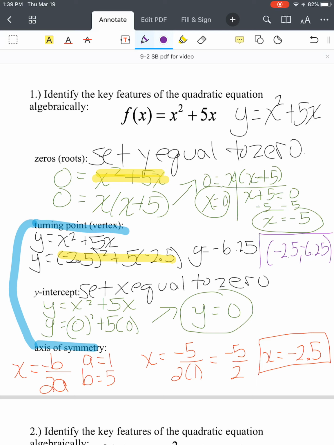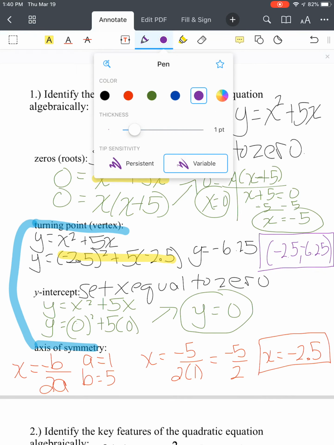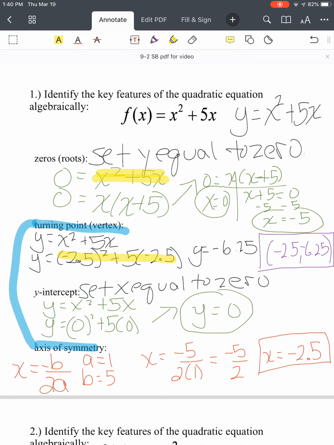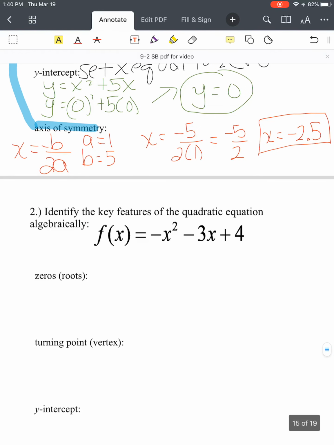Okay. I know that's a lot. It's a lot the first time you try to do it. So I'll do 2 more with you, and then your homework or your assignment for today will be to do exactly like this, one of these on your own. So let's take a look at the next one. It says identify the key features of this quadratic equation. So now we have y equals negative x squared minus 3x plus 4.